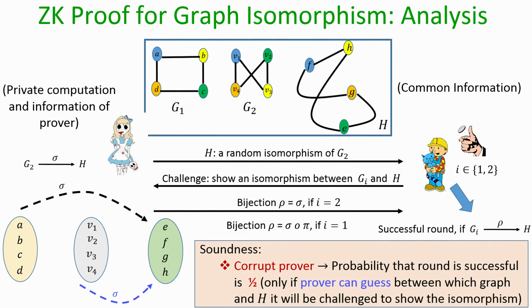But if Alice is corrupt, she may not follow the protocol. She may try to guess in advance that i could be 1 or i could be 2, and with respect to that guess she can create an isomorphic copy of that graph G i. If her guess is indeed correct, she will be able to successfully submit the response. But the probability that she can correctly guess whether i is going to be 1 or 2 is 1 over 2. That means, with only probability 1 over 2 she can cheat in one round and end up successfully passing that round.